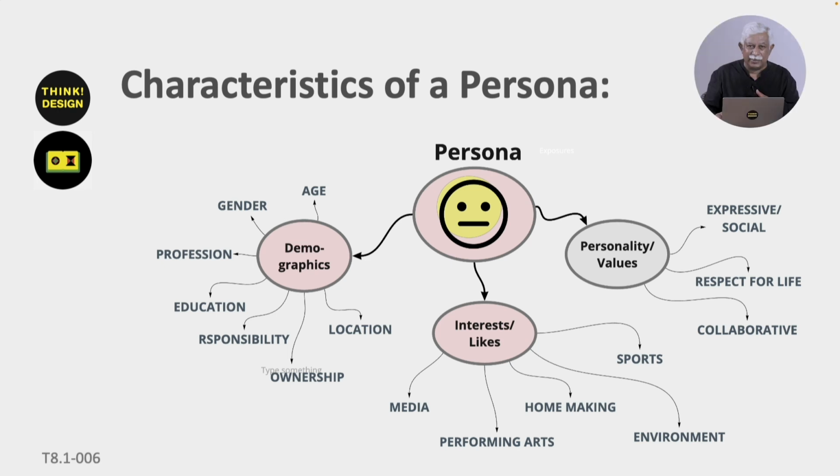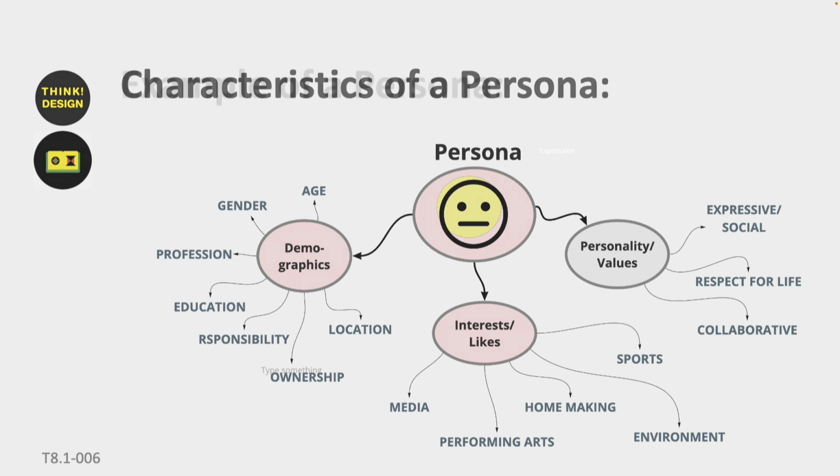So, you could do a mind map. So, here is a persona, for example. The demographics would be age, gender, profession, education, responsibilities, ownership and the location. And interest and likes could be what is the interest in media, performing arts, homemaking, environment, sports and many other things. And personality and values could be they're expressive or they're social, they have a respect for life, they're collaborative, friendly. So, you define the persona with different characteristics.